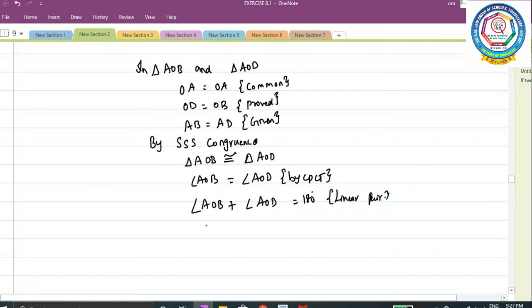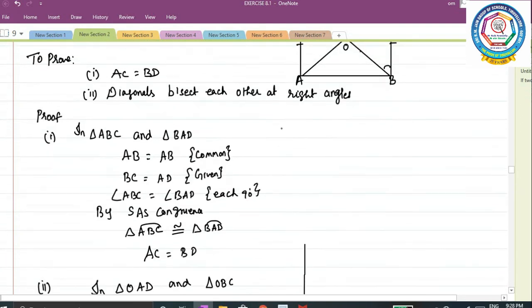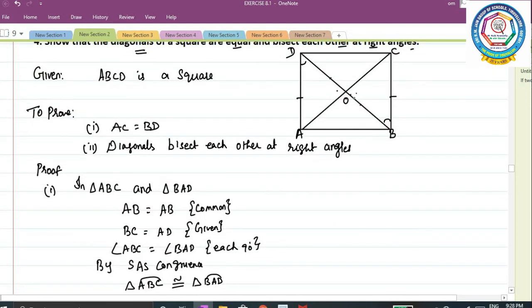AOB equal to AOD. So here, instead of AOD I am going to take AOB, so AOB plus AOB equal to 180 degrees. Therefore 2 times angle AOB is equal to 180 degrees. Therefore angle AOB is equal to 180 by 2. We will get angle AOB is equal to 90 degrees. So AOB is 90 degrees and AOD is also 90 degrees. Therefore, we prove diagonals bisect each other at right angles.